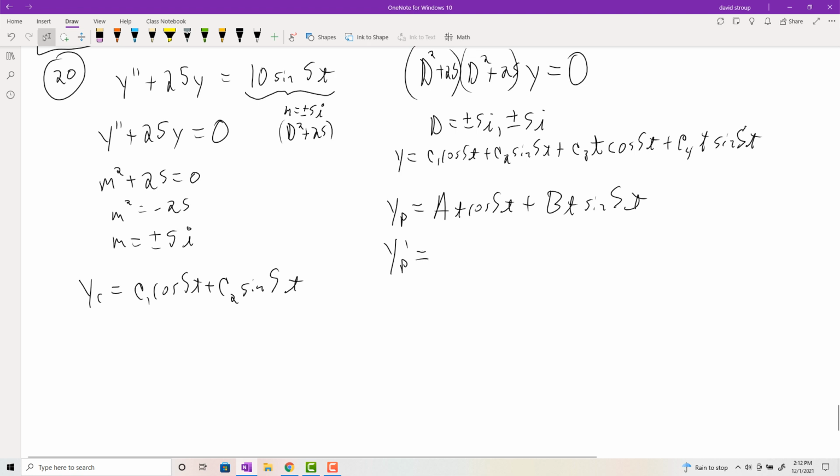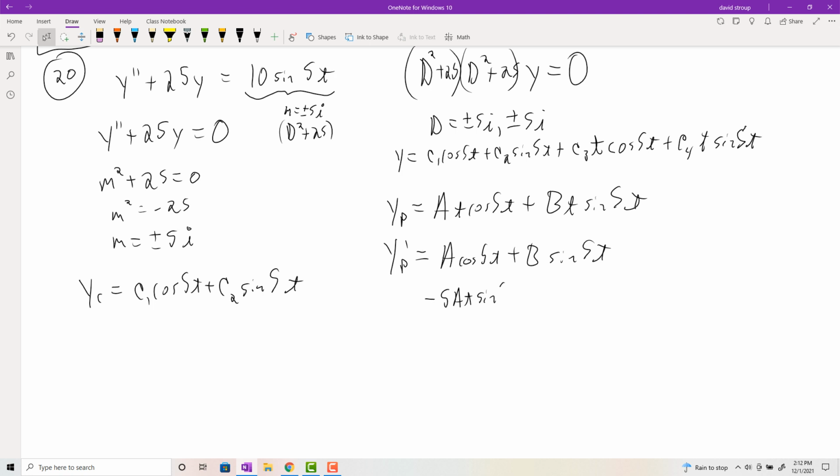Okay, so yp prime is going to be, first I'll take the derivative of the t portion. So I get a cosine 5t plus b sine 5t, and then I'll take the derivative of the trig parts. So I'll get minus 5at sine 5t plus 5bt cosine 5t. Okay, then I need the second derivative. So taking the derivative of the first portion, I get negative 5a sine 5t plus 5b cosine 5t.